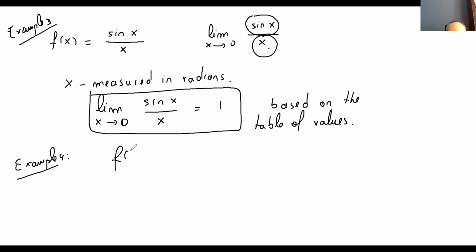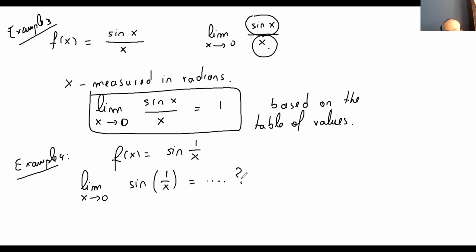Let's do another function, f of x equals, how about this one? Sine of 1 over x. Let's see what happens with this function. What is the limit of this thing as x approaches 0? So if we do limit as x approaches 0 of sine of 1 over x, what is the value of this limit?